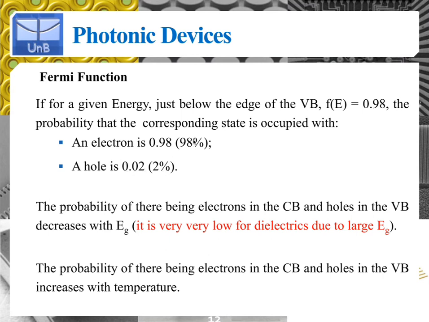Okay, so there's a 98% chance that it's occupied by an electron. Therefore, there's a 2% chance that it's not. Therefore, if it's not occupied by an electron, it's occupied by a hole. It's empty, or it's a vacant state.